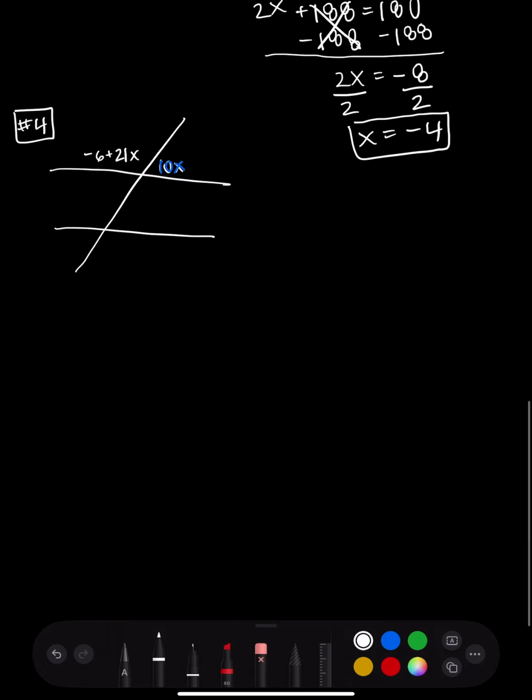Okay, and then this last example, they still want us to solve for x, but then what we're going to do is use that x to solve for the bolded angle. In this case, it's that 10x. I highlighted it in blue for us. So we're going to do it the same way, though. We start it the same way.